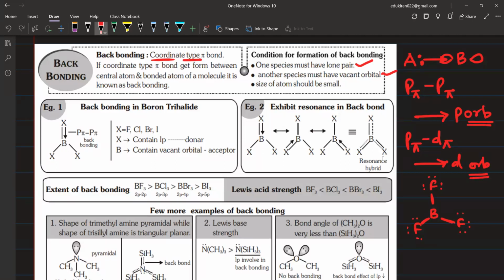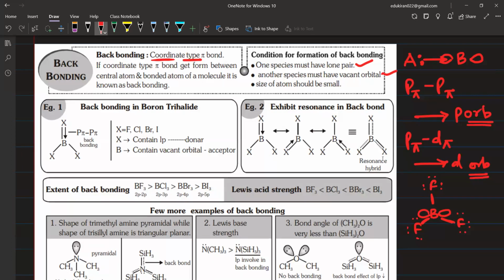8 electrons are not complete here. That means there will be a vacant p orbital here, and all the fluorines can give the lone pair electron. We also say that it exhibits resonance in back bonding. That means all of these bonds have partial double bond character.